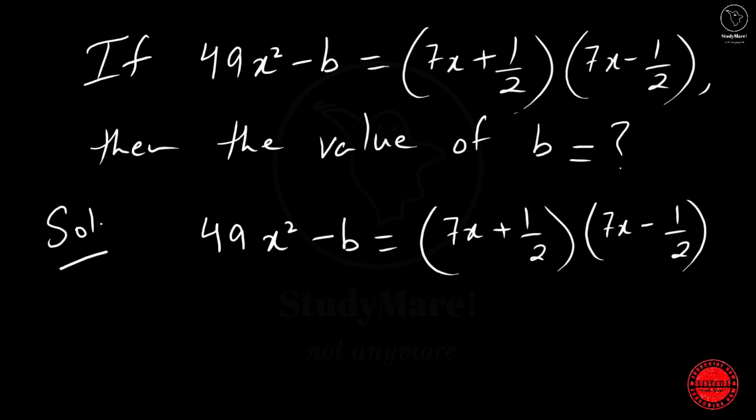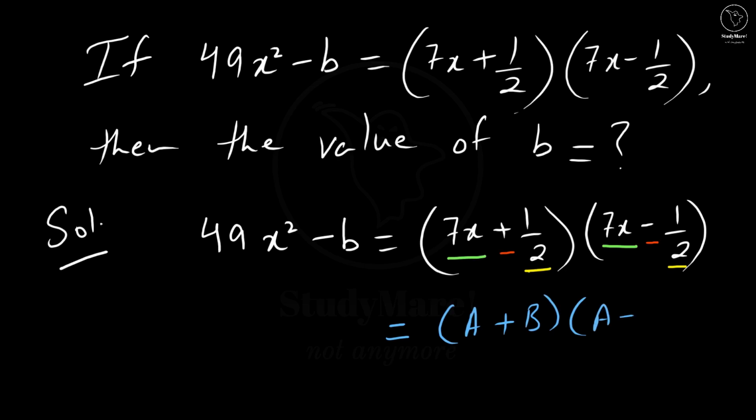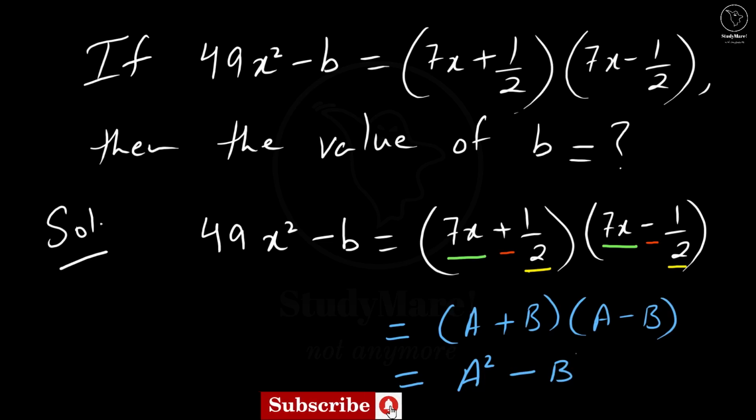So let's check the right hand side. We have 7x in both the terms and 1/2 as well. But here we have the plus sign and here we have the minus sign. Look at it closely. It resembles the identity (a + b)(a − b). What is (a + b)(a − b)? It is a² − b².